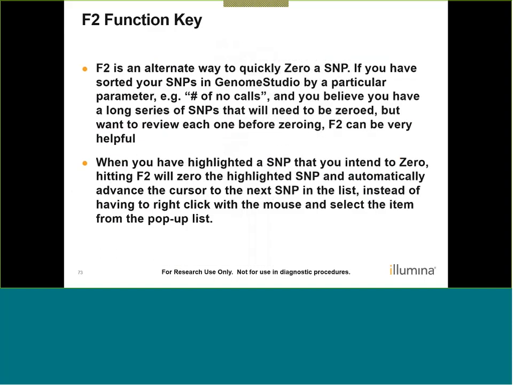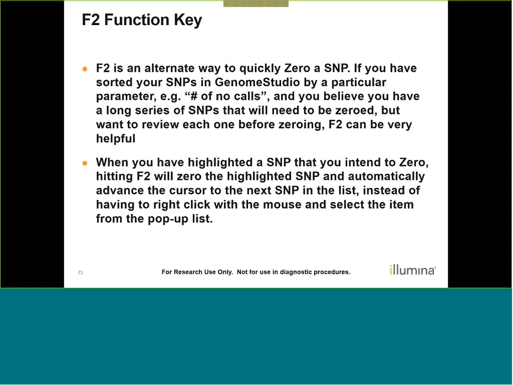Now, F2 is an alternate way to quickly zero a SNP. If you have sorted your SNPs in GenomeStudio by a particular parameter, for example, the number of calls, and you have a long series of SNPs that will need to be zeroed, but want to review each one before zeroing, the F2 key can be very helpful. Many people will simply highlight the whole list of SNPs that they think need to be zeroed, right-click and say zero selected SNPs, but there are those SNPs that happen to perform poorly, but you may want to actually have the opportunity to review before you zero.